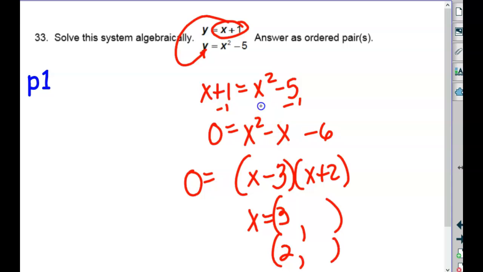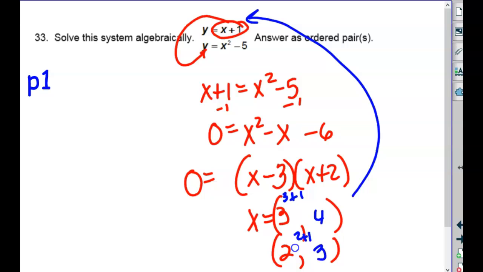And then if you go back up here, you can put it in either one, but it says if you take the x and add 1, you'll get the y. So 3 plus 1 would be 4, or 2 plus 1 would be 3. So there's the two ordered pairs, 3, 4, and 2, 3.